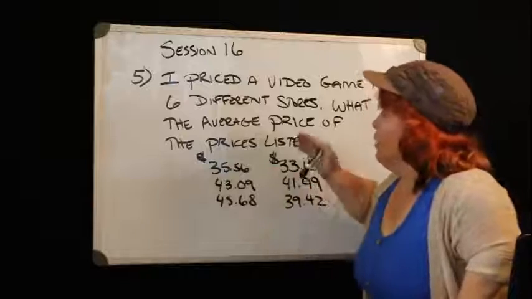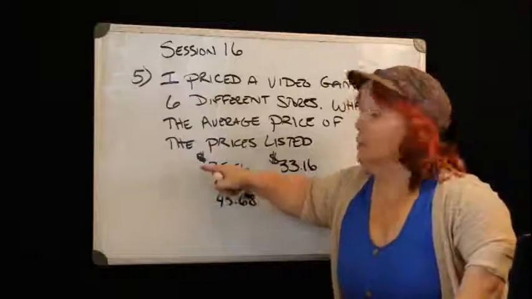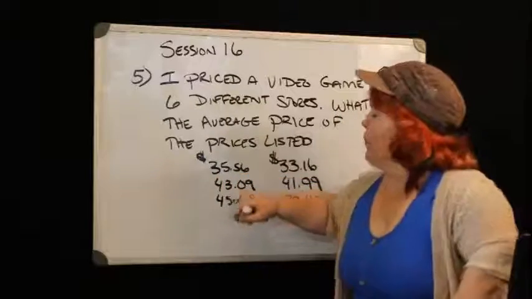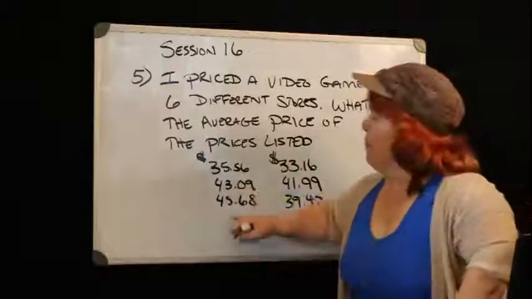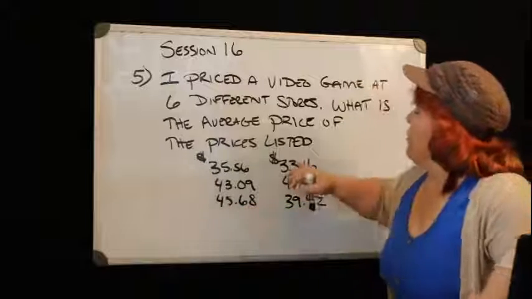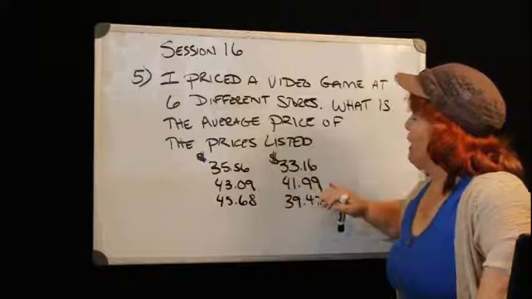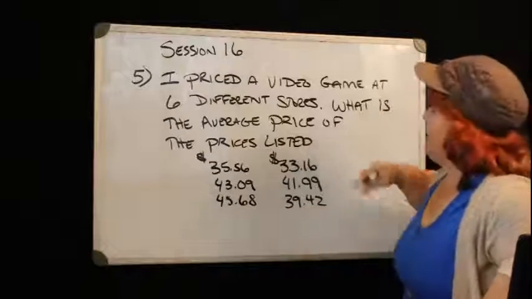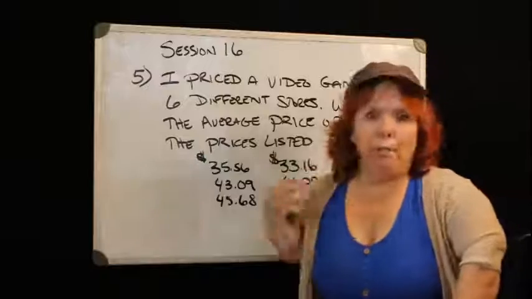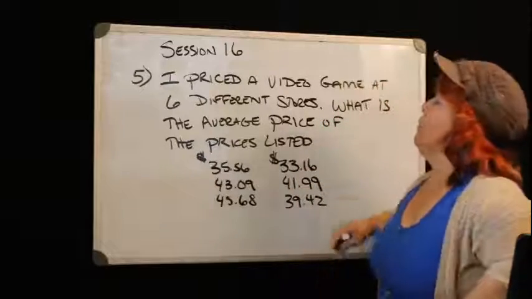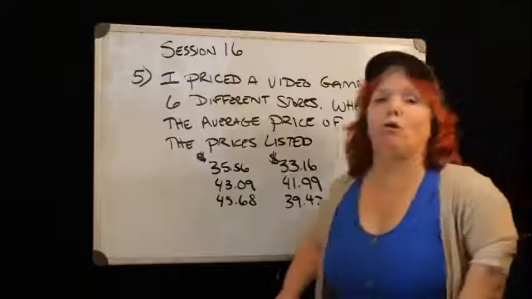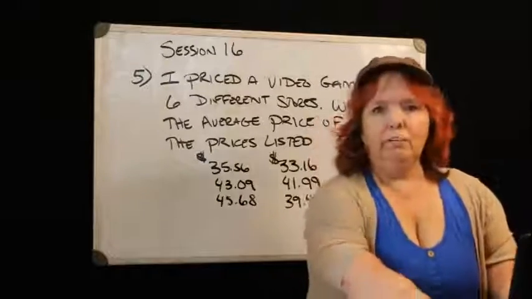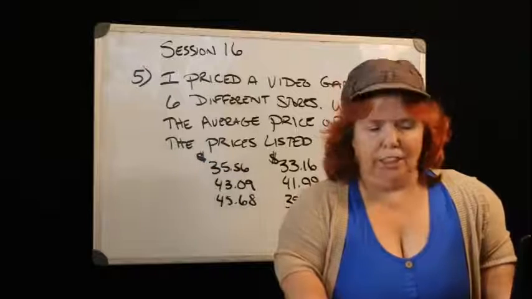When you're listing money in a column, you only have to put the dollar sign at the top one, by the way. So 35.56, 43.09, 45.68, 33.16, 41.99, and 39.42. What is the average? So go ahead and calculate that. And again, put it down in the comments so that we will know. And then again, we will go over this next week. All right. So in a few minutes, we're going to get started with our fractions.